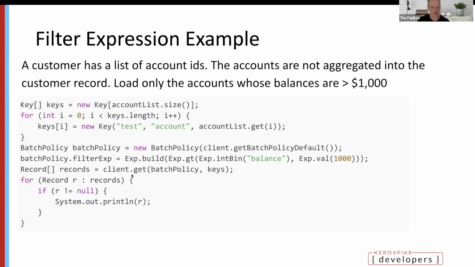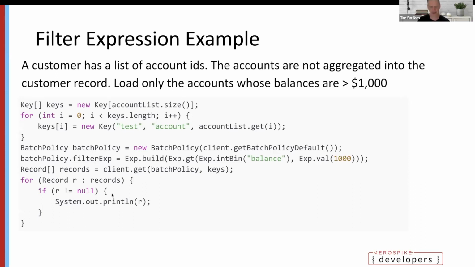Now, what that means is that the Aerospike client will go through and send these keys to the appropriate servers. The server will evaluate if each of these matches and return the record if it does. If it doesn't, I'll get a null back. So as I iterate through my records, I'll still get 1,000 keys back, but of those, only the records that are not null will have an account balance greater than 1,000.